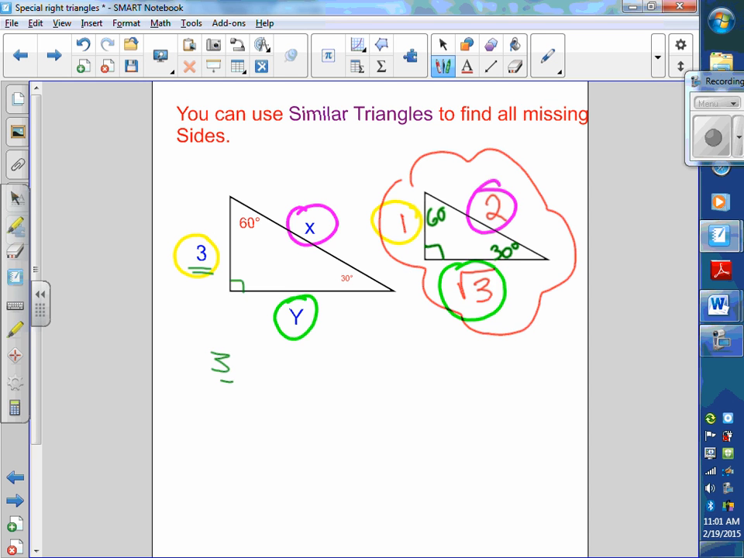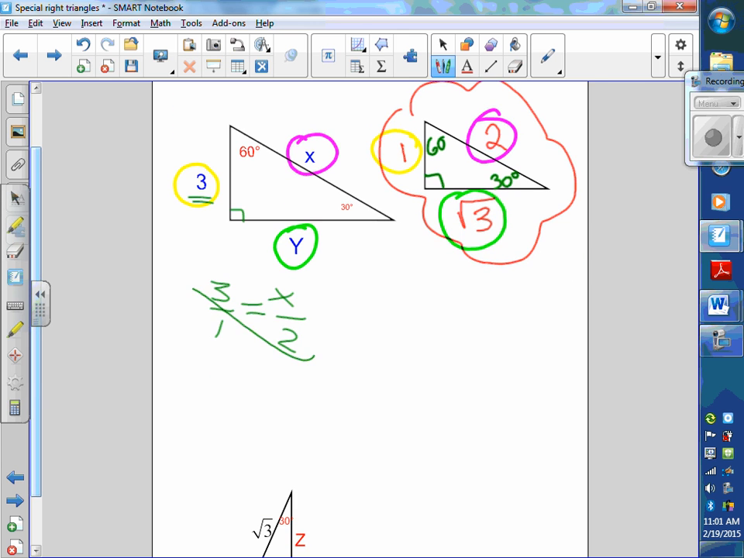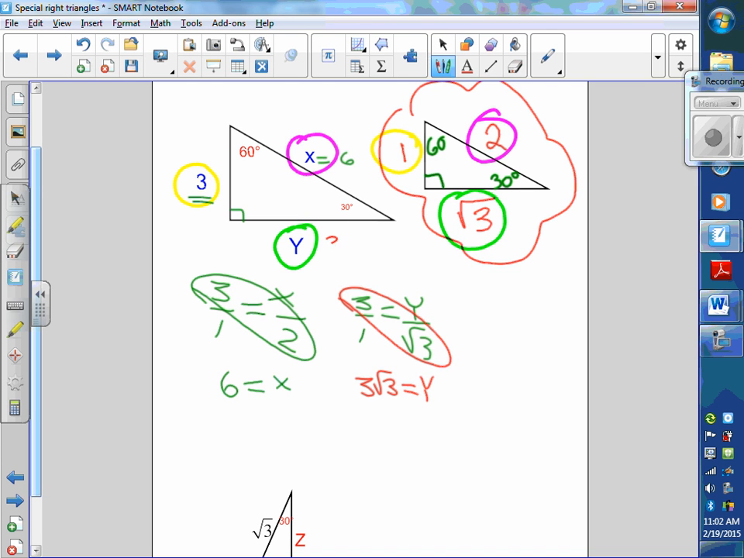So I could say 3 is to 1 as x is to 2 and solve that ratio. So x has to be 6. You get that? So that's the easy part. There are even shortcuts, and we'll do shorter cuts in a minute. And then I could say 3 is to 1 as y is to square root of 3. That's just 3 times square root of 3. So 3 root 3 equals y. Okay? Yes, there are shortcuts.